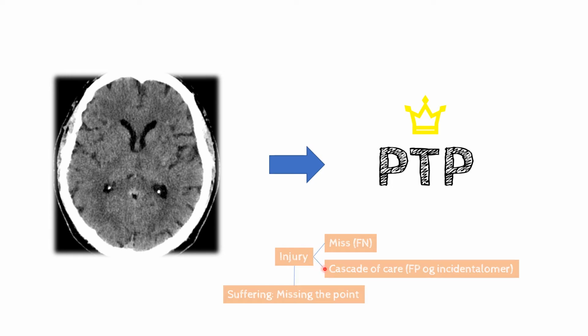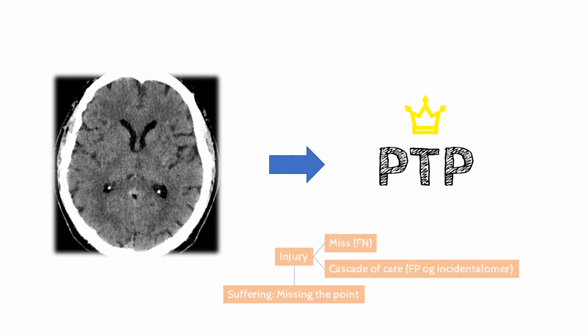Also, there's this risk of the cascade of care. Like we find a small incidentaloma, or you might find something false positive on the CT scan. This will engage the cascade of care, leading to either a treatment or a test, and that test might lead to a biopsy, and that biopsy might lead to bleeding, and that bleeding might lead to severe disability in the patient for something that was not meant to be in the first place.